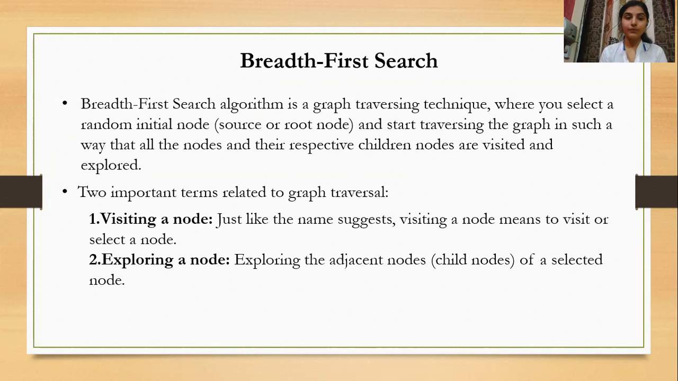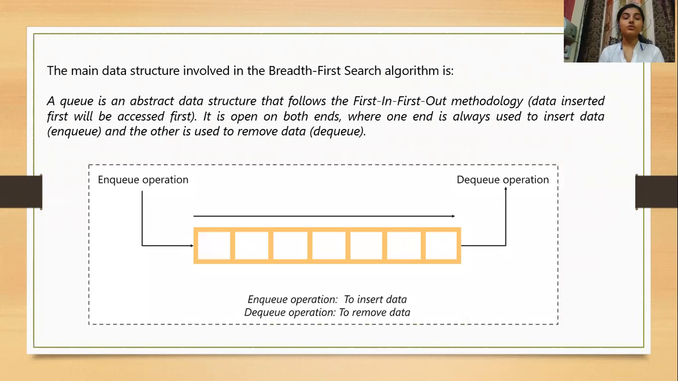Before moving further, let's see two important terms related to graph traversal. First is visiting a node. Visiting a node means selecting a node, and exploring a node means selecting a node and finding its children. The main data structure involved in BFS is a queue.